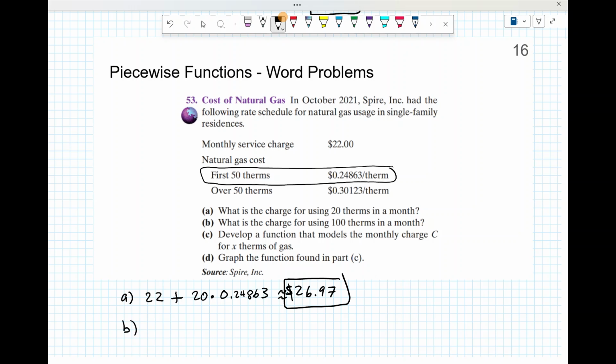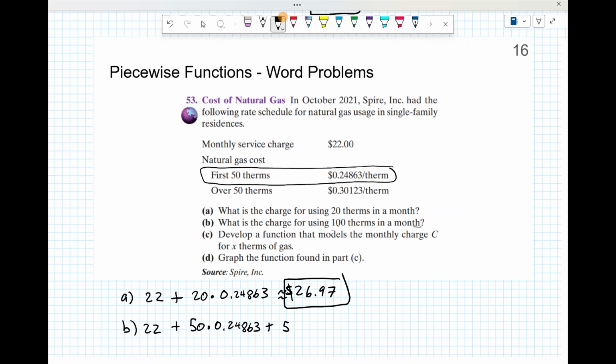B. What is the charge for using 100 therms in a month? Well, first I'd start with 22 plus, again, the first 50 are cheaper. So I do 50 times the cheaper rate. Plus, what's remaining is another 50 therms. I'm sorry, I have an extra 50 therms left over.